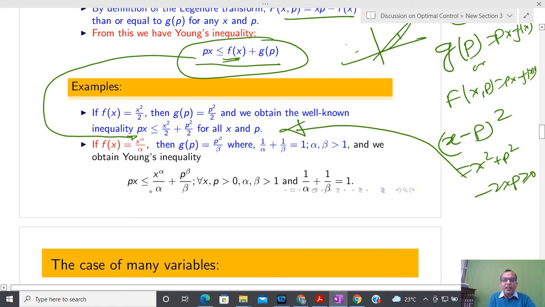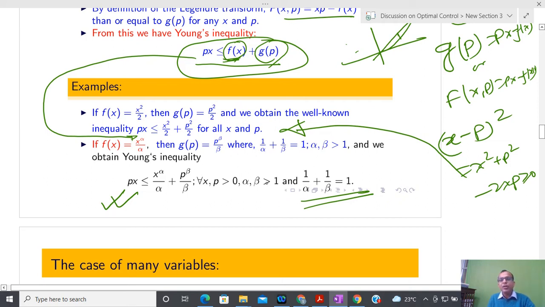You can also write p(x) equal to x^alpha by alpha plus p^beta by beta, where alpha and beta are greater than 1, and that will satisfy this kind of relation. Why? Because if you start with f(x) equal to x^alpha, where you can select any convex function, and then apply the Legendre transformation, this inequality will be fulfilled, and it automatically comes into the picture. So in several places in nonlinear control and linear control, we use this kind of inequality whenever we have some kind of uncertainty or disturbance, and we are going to use Lyapunov analysis.